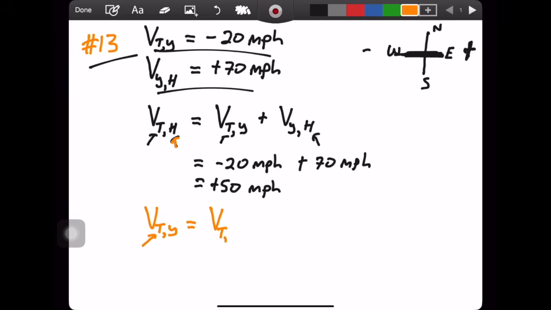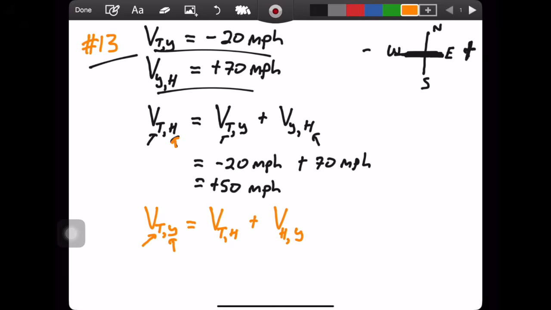And so this is going to be h, velocity of the truck with respect to the highway, plus, can you guess what this first index on this one's going to be? H again. You want the two inner ones to match, velocity of the highway, and the last one I want to match with this one. So this is the velocity of the highway with respect to you. The velocity of the truck with respect to the highway.